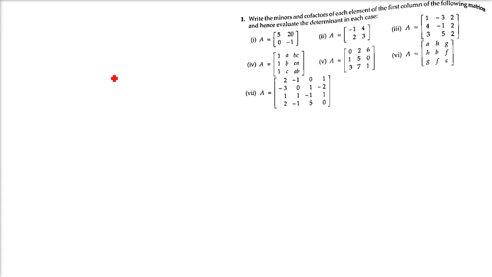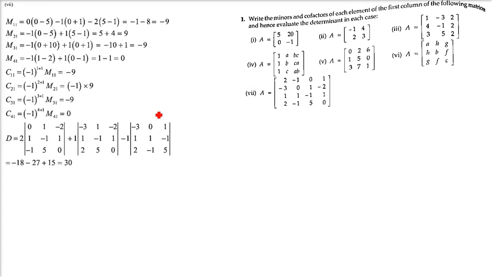Now we are taking this seventh one. It is a 4 by 4 matrix. We just have to see the first column. We don't have to find out the minor or cofactor for each and every element, just the first column. So we'll write M11, M21, M31 and M41. These are for the elements of the first column.